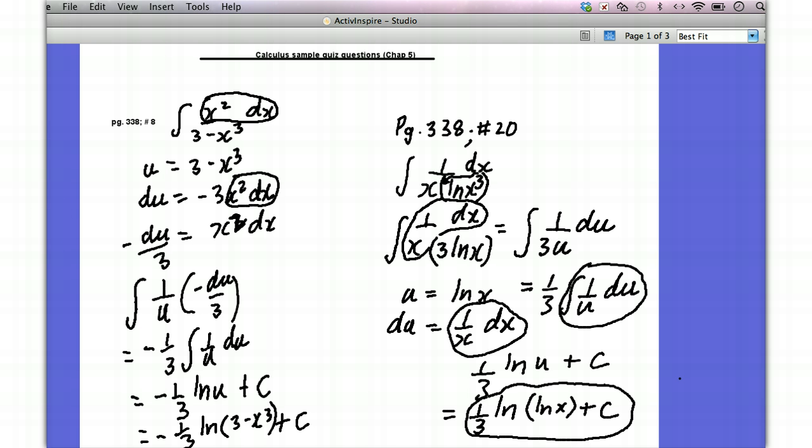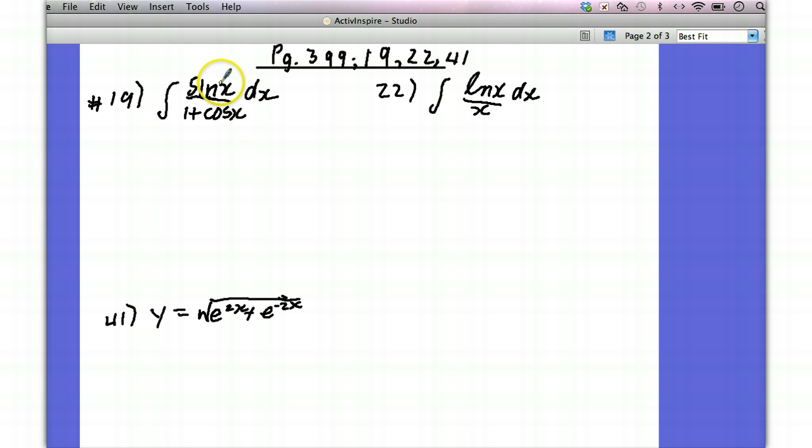All right, let's take a look at a few others that I'm sure will be helpful. Take a look at this page. I gave you this one, page 399, number 19, 22, and 41. Here's number 19, and I'd like you to look at it carefully, even before we do anything. And as you can see, u substitution is very, very helpful to us. If you look at the denominator, and always be looking at that.